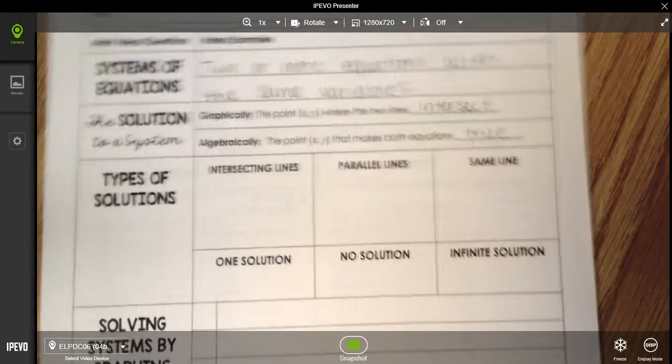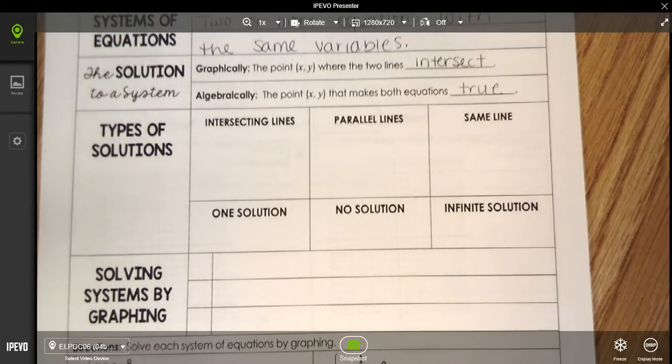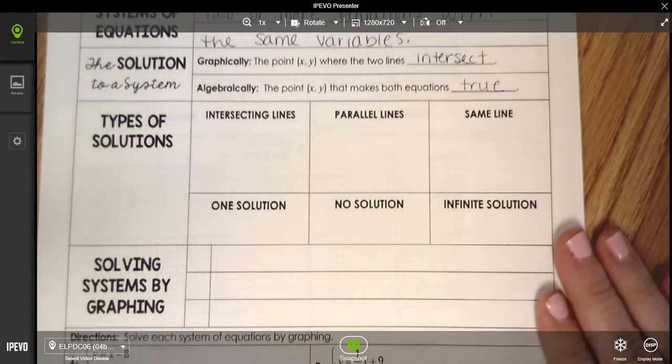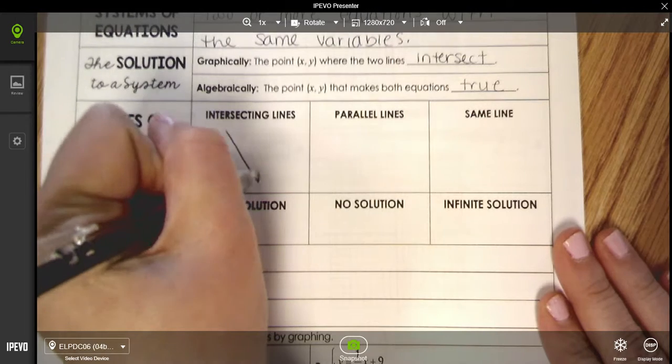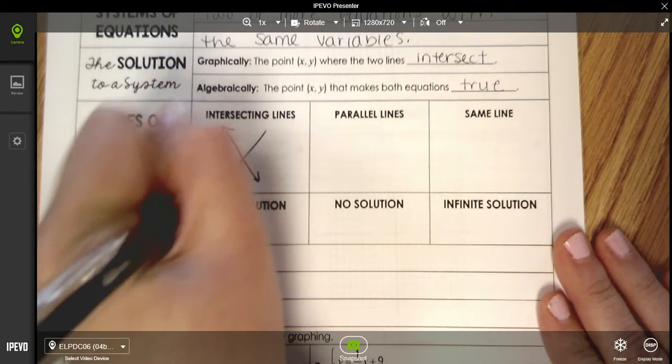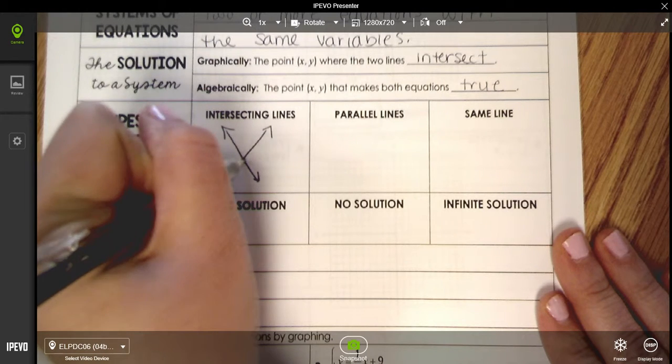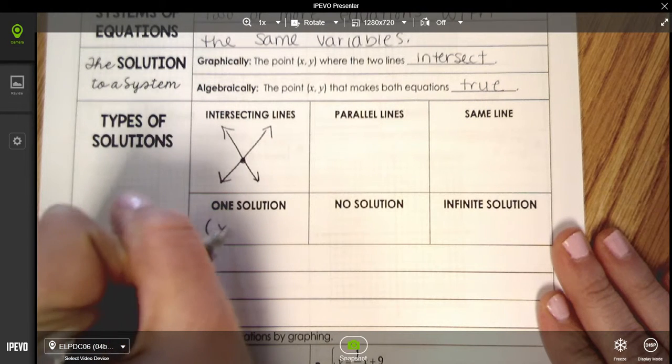So when we're talking about the solutions, there's three different types of solutions that we might see. The first one is the intersecting lines. So that's just when you graph and you have two lines and they intersect at one point. That solution is your x, comma, y.